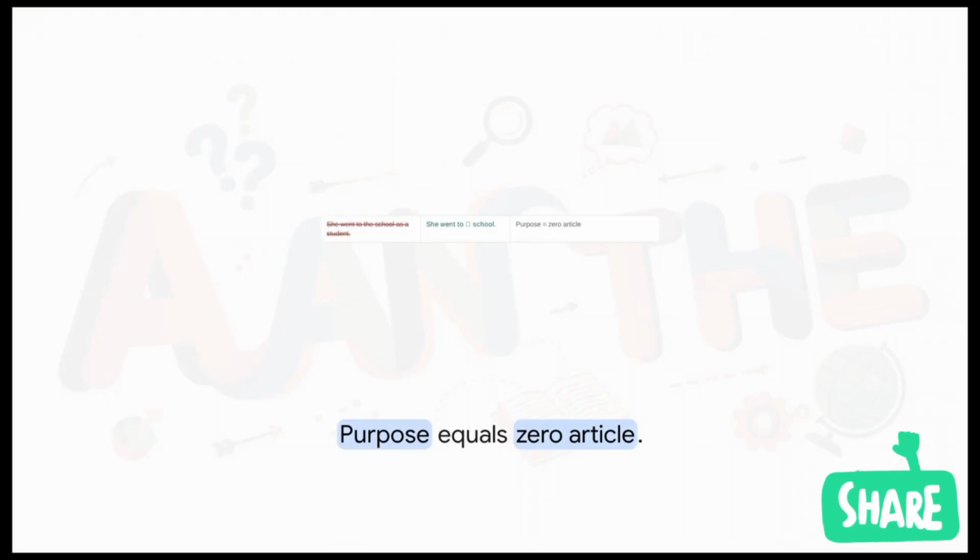And the exact same rule applies to educational facilities. If a child goes to learn, they go to school. Zero article, because they're fulfilling the purpose of being a student. But if their parents visit the building for a parent-teacher meeting, the parents go to the school. Grasping this subtle difference between the purpose of a place versus the mere physical building is an absolute game changer. It's going to make your English sound so incredibly natural.